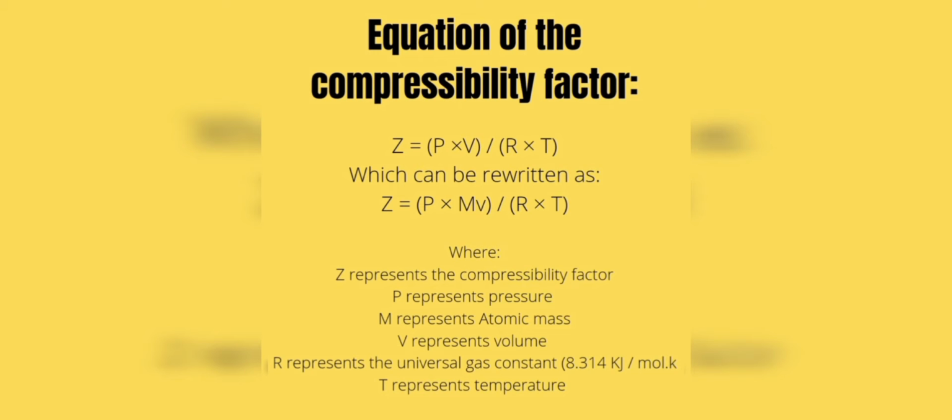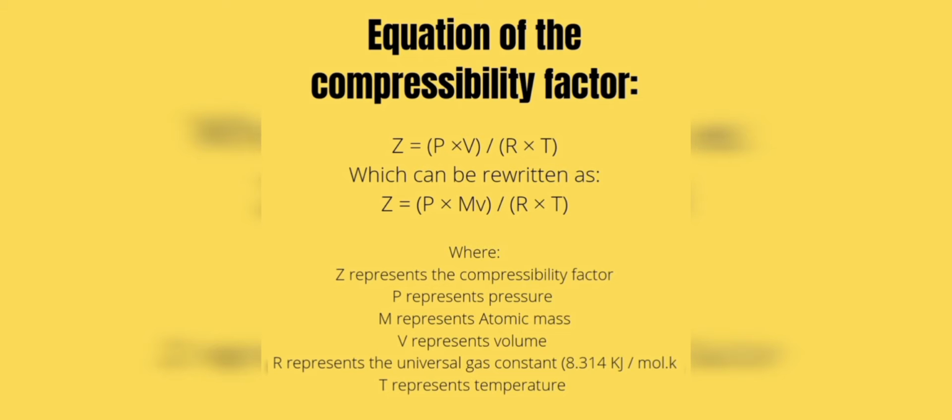Before looking at calculations of how to find Z, it is important to understand what Z shows. If Z is equal to 1, then it is an ideal gas. Based on this, we use our Z value to see how other gases deviate. The closer it is to 1, the closer it is to behaving in an ideal manner.